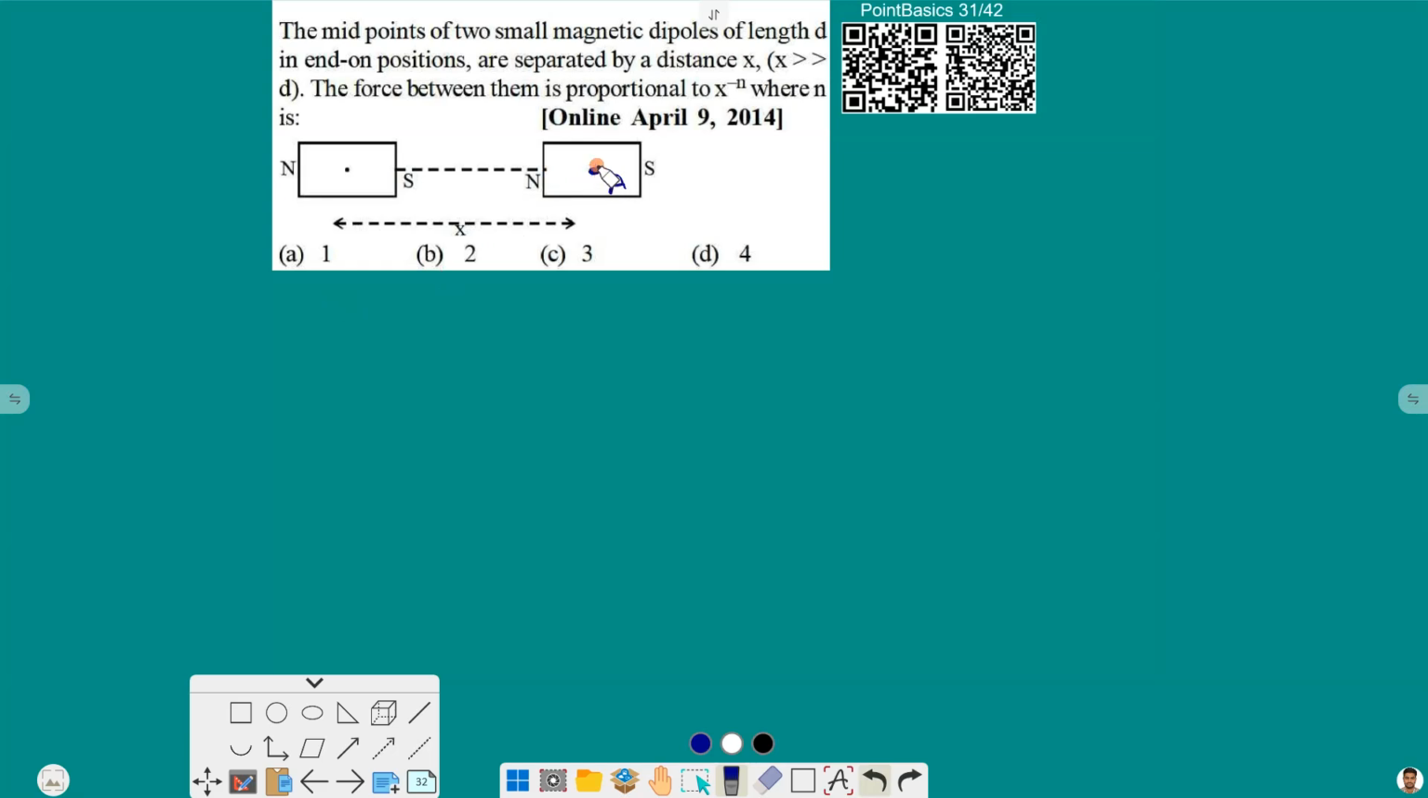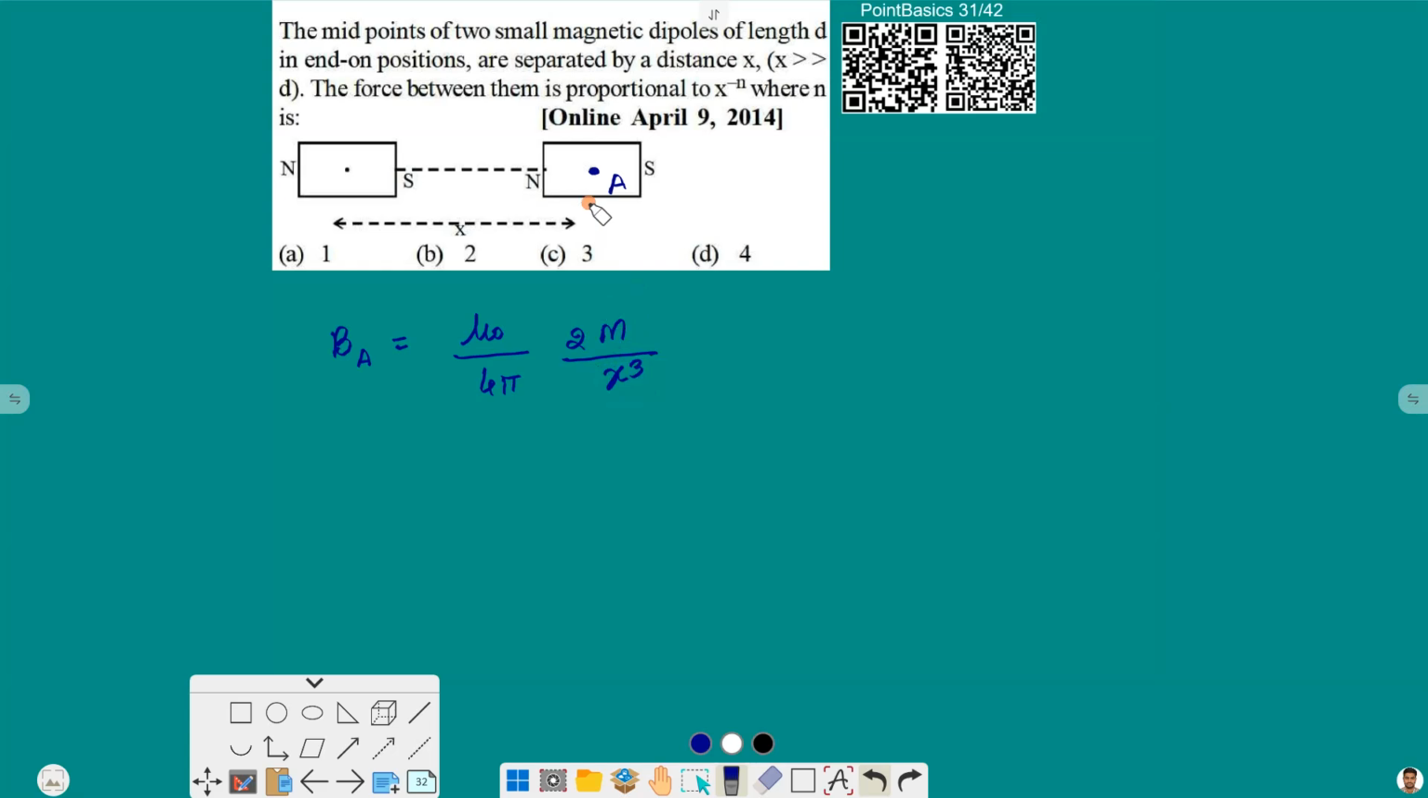Now at this point A, the magnetic field B at A due to this magnet will be, as point A is on the axial line of this dipole, mu naught by 4 pi, twice the magnetic dipole moment divided by the distance, and as it is mentioned that the distance is greater, we take it as x, so x cube.